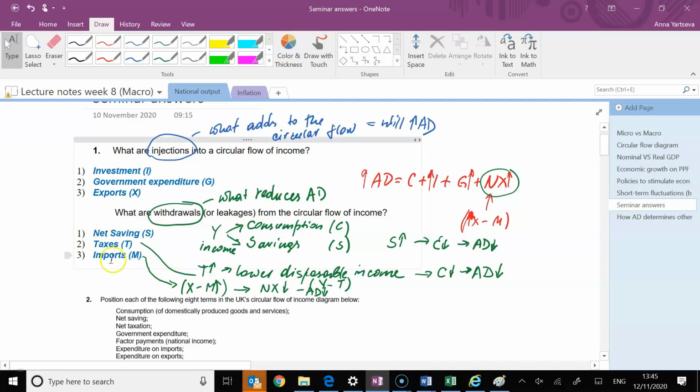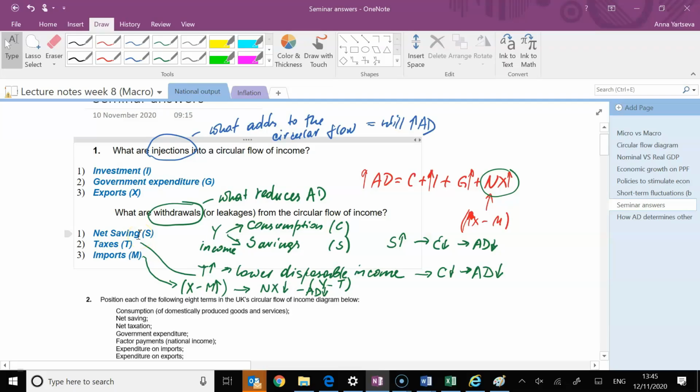And there will be 3 flows which will reduce the total size of the economy, the total size of the economic pie which we produce. Withdrawals or leakages. This will include net savings, taxes, and imports. Imports, it's quite easy to understand because the more we import, the more we spend abroad, the less domestically produced goods we will purchase, right? And as a result, the more we import, the lower demand will be for our own products, which will reduce our economy. Taxes work in a similar way.